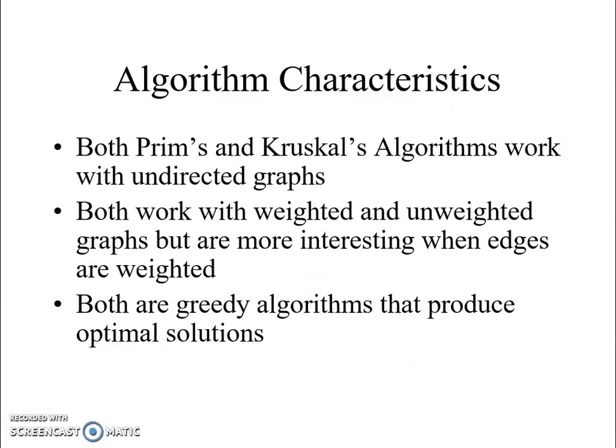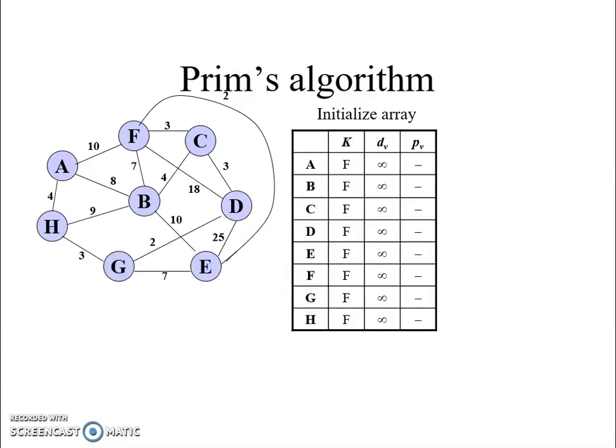Now we can see the characteristics of the algorithms. Both algorithms work with an undirected graph. Both work with weighted and unweighted graphs, but if we have weights for edges, then it is more interesting. Both are greedy algorithms that produce an optimal solution. Now we can see an example and work out both Prim's and Kruskal's algorithms. First we can see Prim's algorithm.